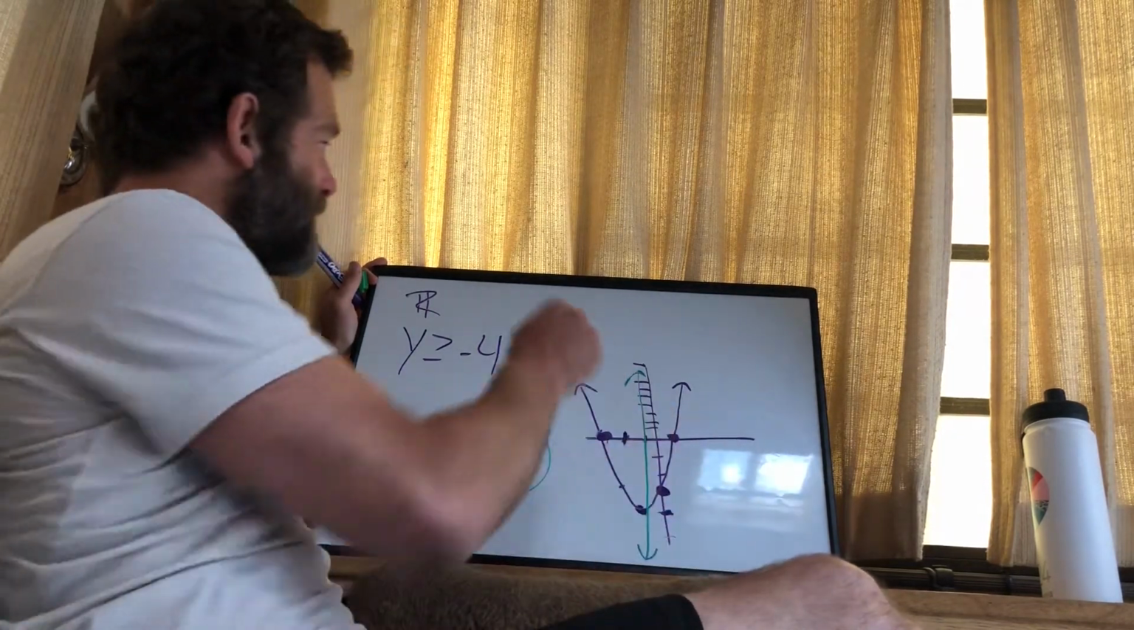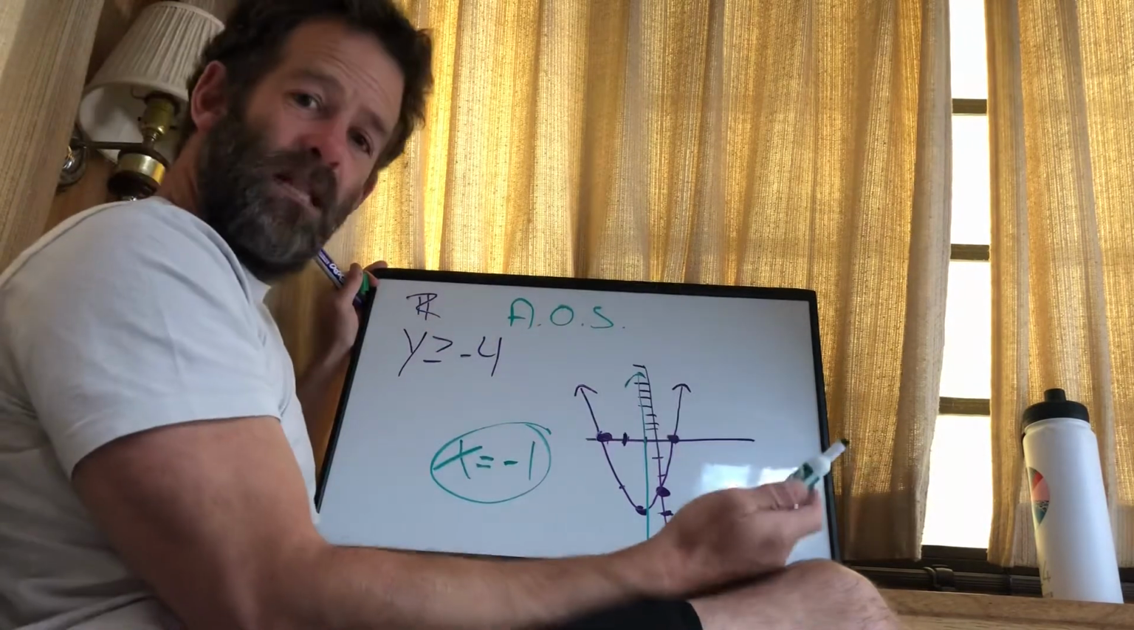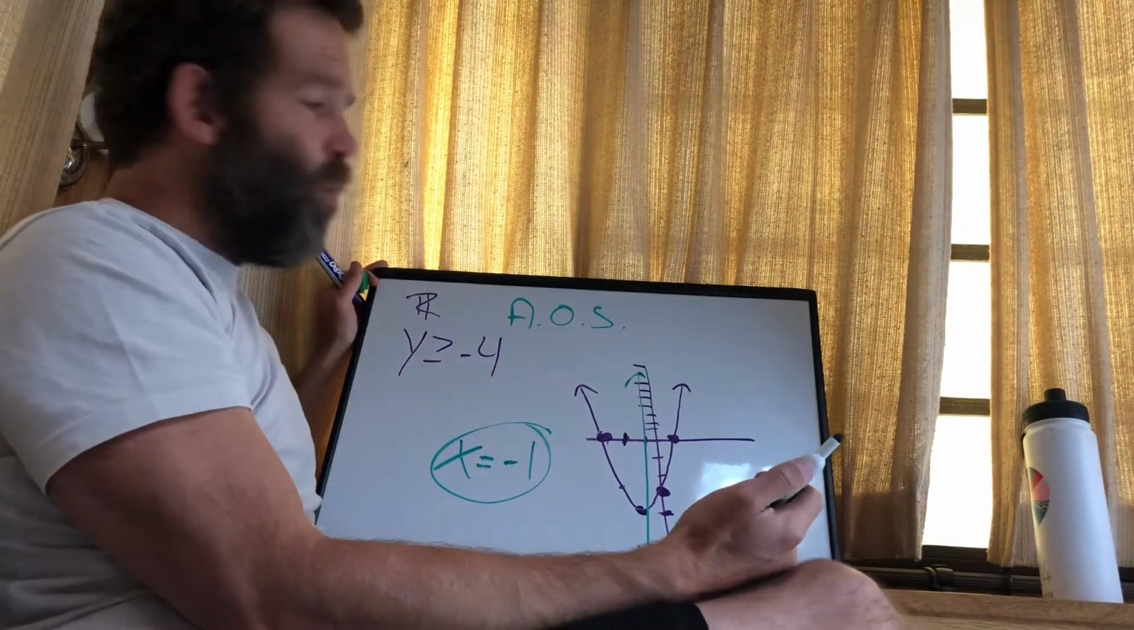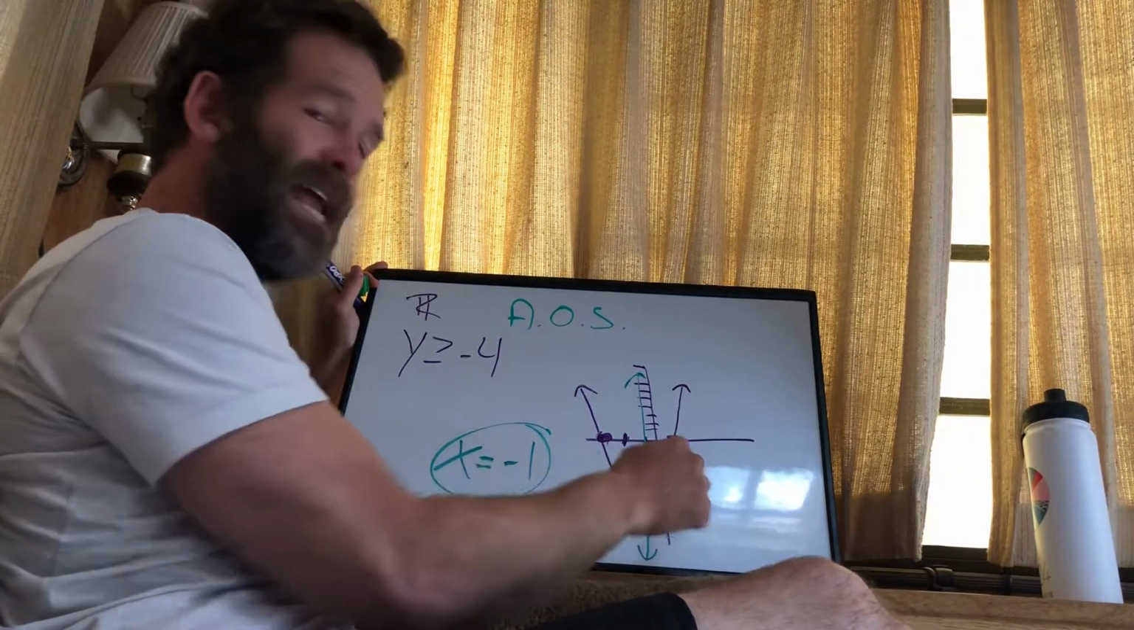Your axis of symmetry is also abbreviated as AOS. That's exactly what it's abbreviated as. Y-intercept is 0, -3.